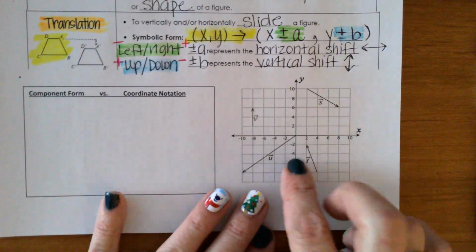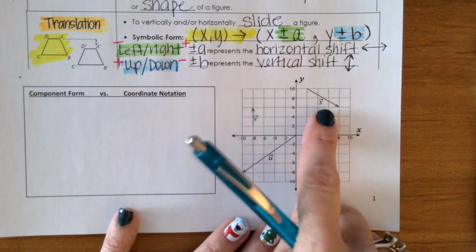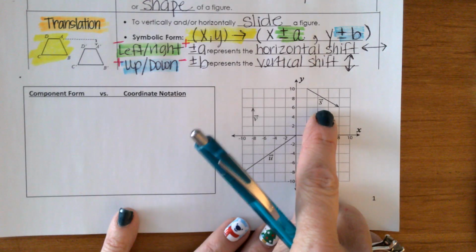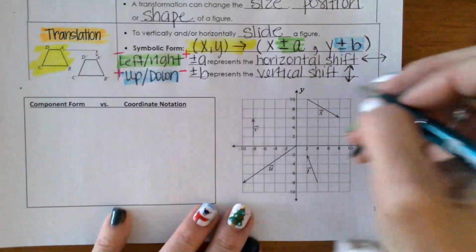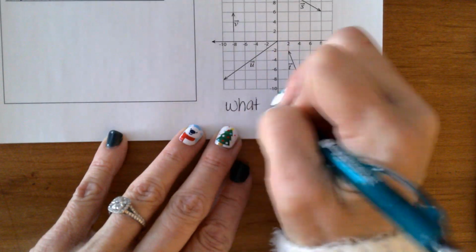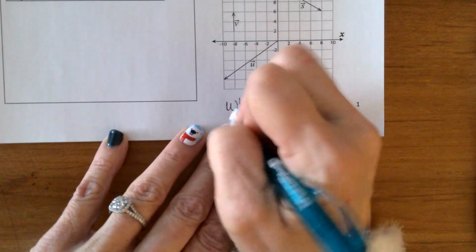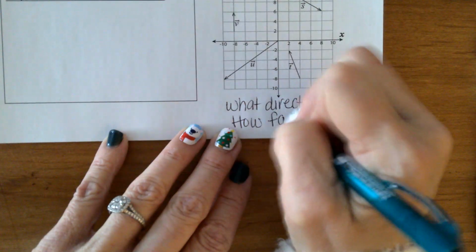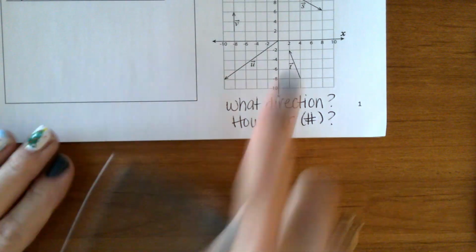Down here, we're going to talk some more about these rules. They look like lines, they're more like arrows, and these arrows indicate movement. These arrows are telling you the direction. So down here, this is what direction, and it's telling you how far, as in a number. So what direction and how far? That's what these are.